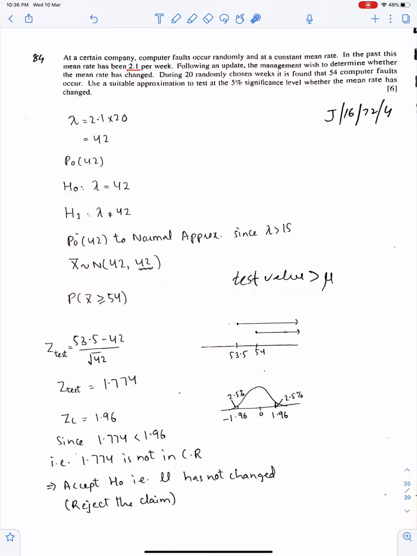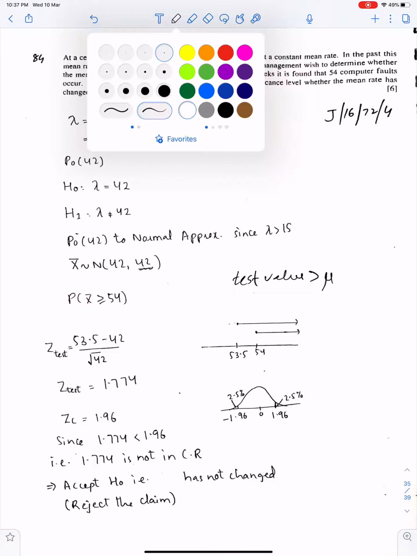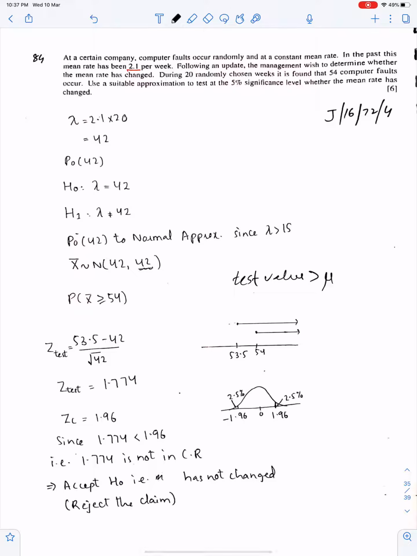Lambda or mu. Since you are approximating this, you can write lambda or mu here, you can write this as mu, 42. Or you can just write that the mean has not changed. This would be the safest thing. Writing mu is fine, but lambda is the mean and mu is also the mean, so you can just write mean. Mean means lambda or mu has not changed.